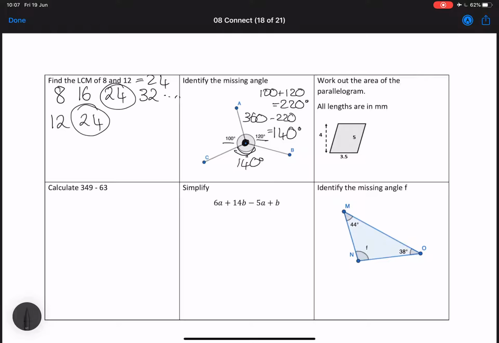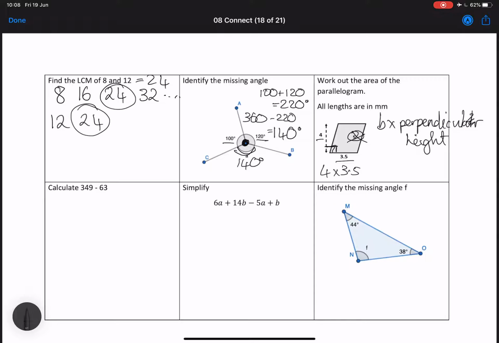Next one, the area of the parallelogram. Parallelograms, we do base times the perpendicular height. Perpendicular meaning the height that's at a right angle to the base. Therefore, remember that 5 is a distractor, okay? It's there to distract you. The lengths that you care about are the 4 and the 3.5. So we just do 4 times 3.5.